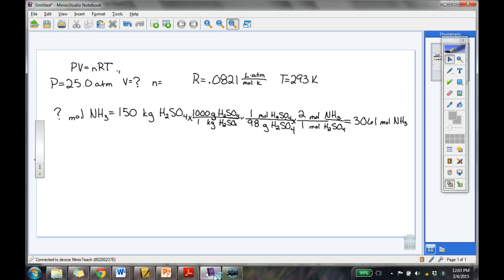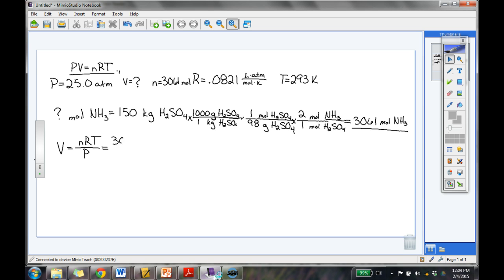Now we're back to where we started, and we have our answer that we're going to be using. This is our number of moles, which is going to equal our n, 3,061 moles. Now that we have that, we can rearrange our PV equals nRT into something useful for us. We want to find V, so V equals nRT divided by P.